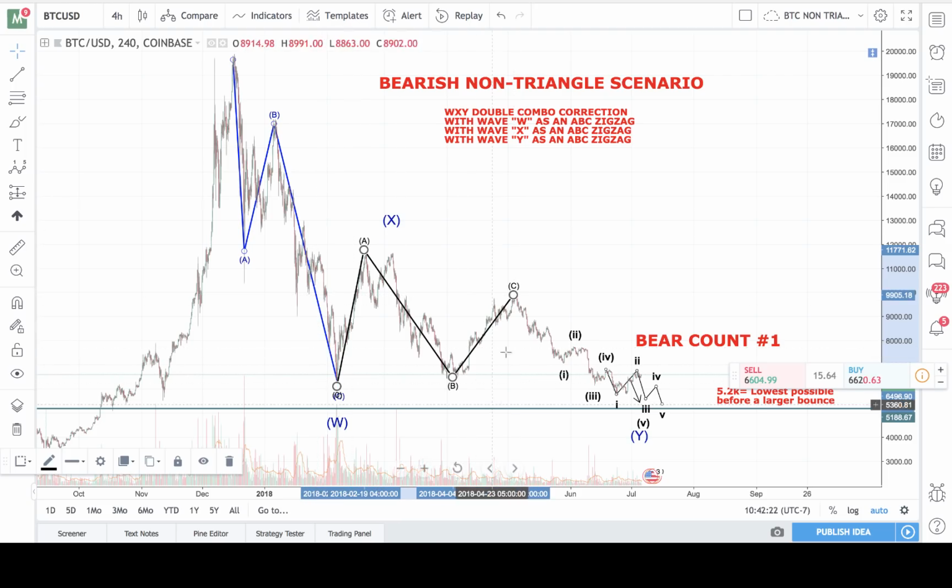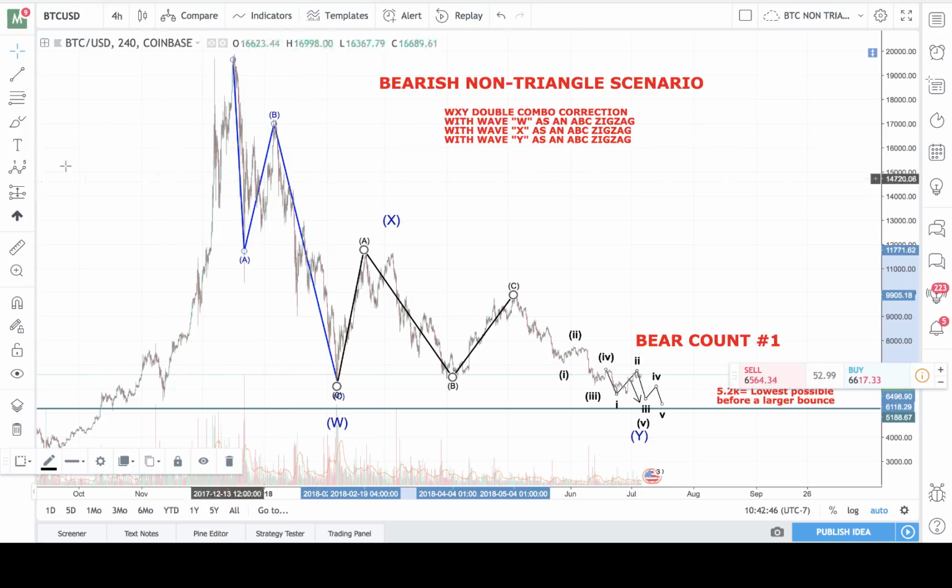So we have this ABC flat correction here with a truncated C, and then we're now working on our Y wave, and our Y wave is going to be another ABC. It's going to be another three-wave structure, at least. So this would likely be the first wave. We'd get a little bounce here, and then we get our last wave down to bring us to that sub 4K or 4 to 5K level. So that's one of the counts that we have.